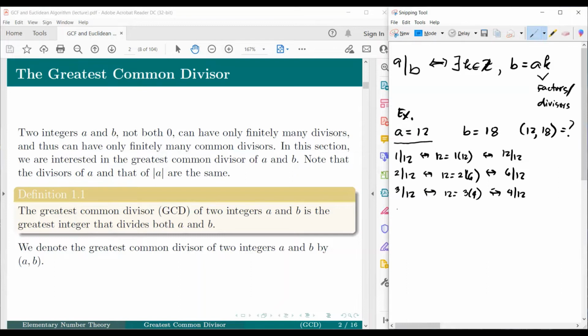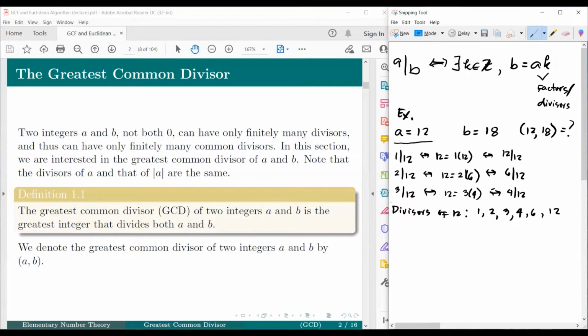Therefore, the divisors of 12 are 1, 2, 3, next we have 4, next we have 6 and 12. Follow? Okay.